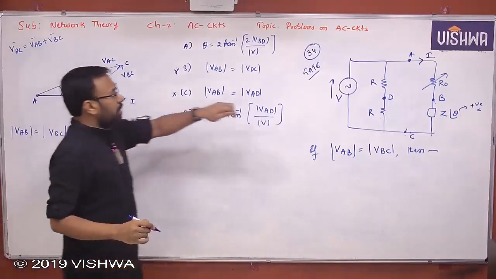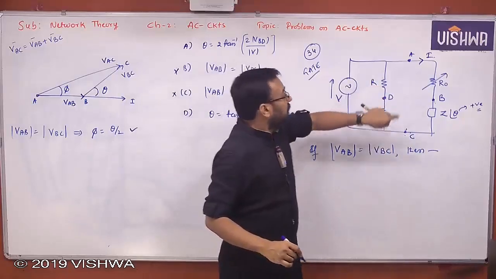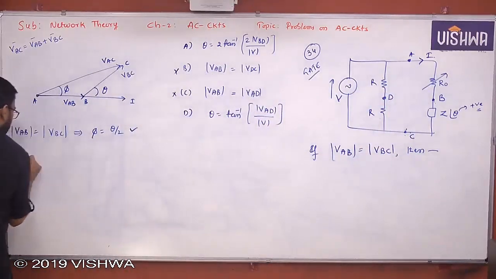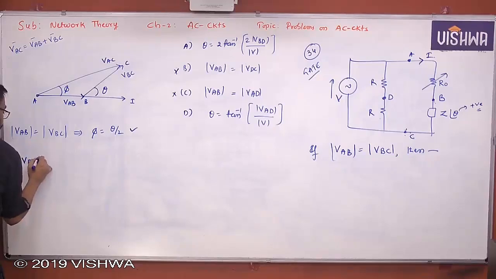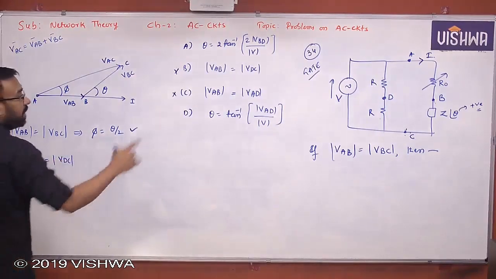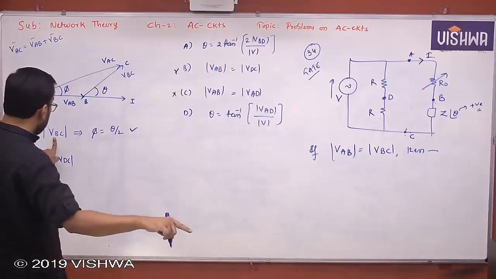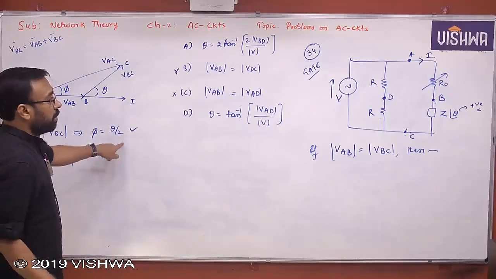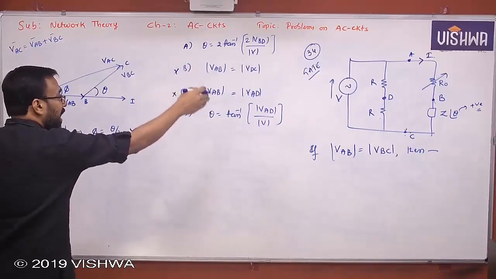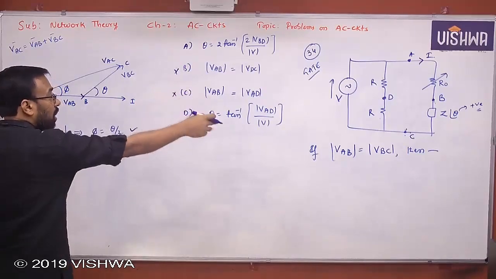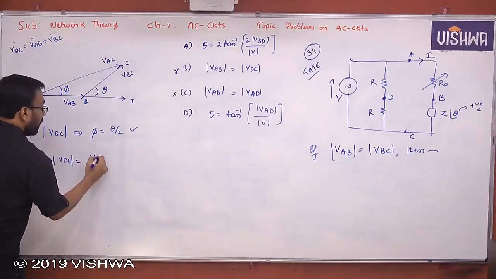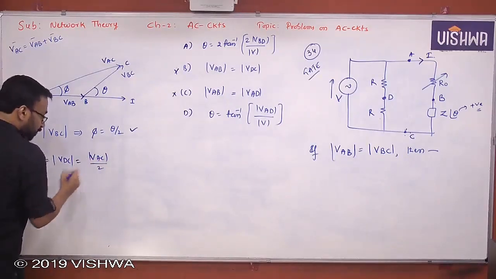And one more important observation from the circuit itself: VAD is equal to VDC. Yes or no? VAD magnitude is equal to VDC. I hope you understand. VAB is equal to VBC, already given. Based on that, I can say phi is equal to theta by 2. VAD is equal to VDC. It is clear from the circuit itself, because R and R both are the same, and the total voltage will be divided equally, which is equal to VAC by 2.